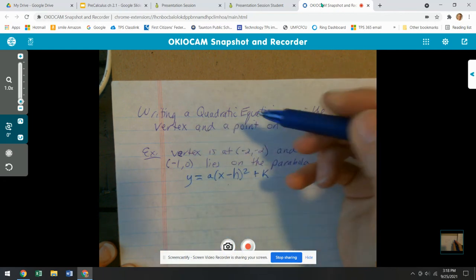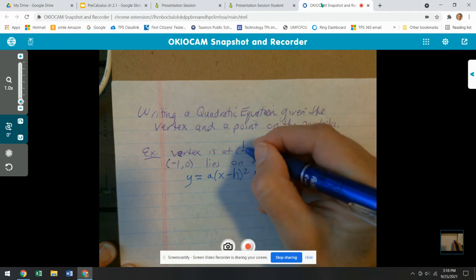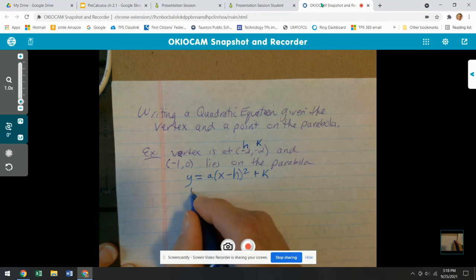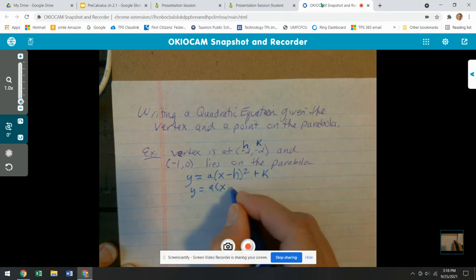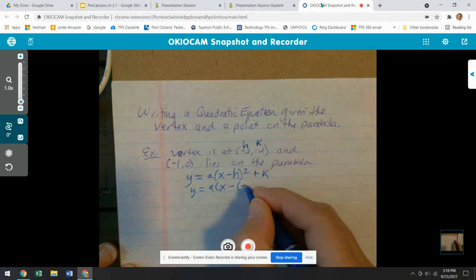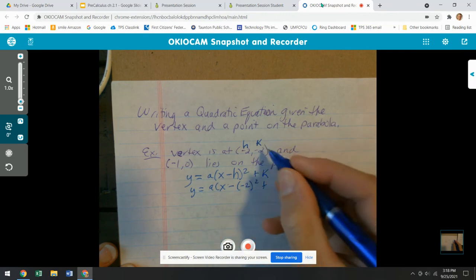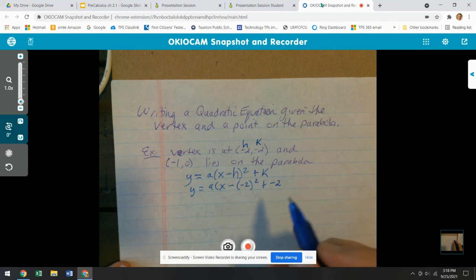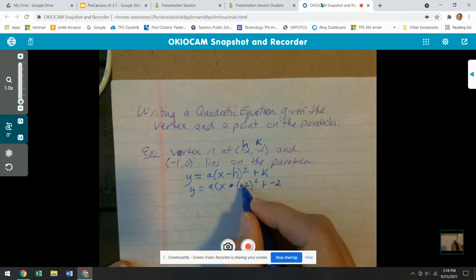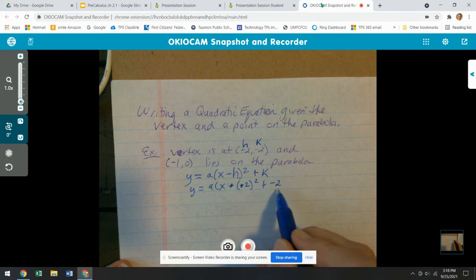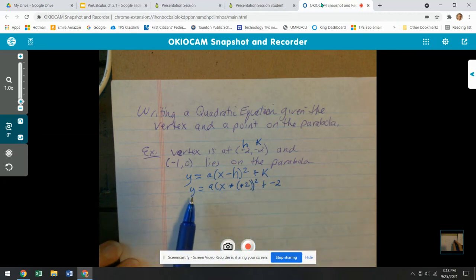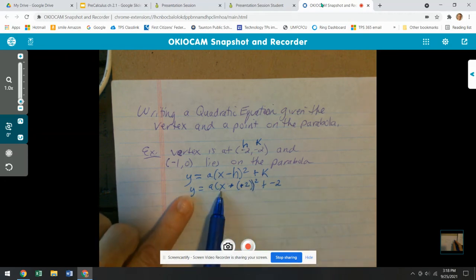So for the vertex, when they give us the vertex, we can immediately label these things h and k. Okay, so now what it looks like is y equals a times (x minus our h) squared, plus k, which is -2. I know it feels a little awkward because we have a minus and a negative, so we might as well fix that. And usually we don't write it as plus and -2. So when I go to rewrite it, I am going to try to clean it up a little bit more.